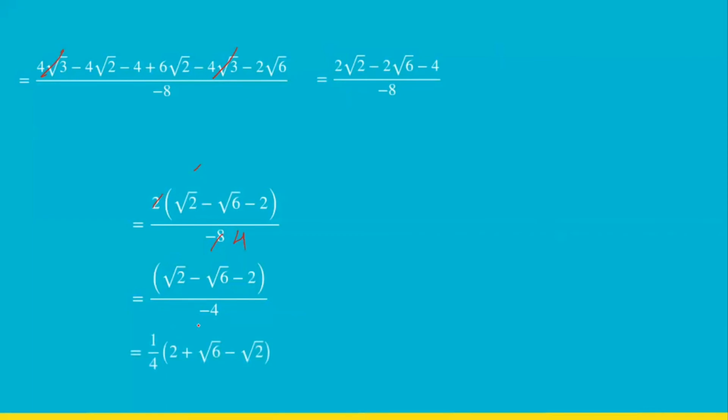And multiply by minus 1 to both numerator and denominator. When I multiply by minus 1 here, this becomes 1 by 4. This minus 2 into minus 1 is going to be plus 2. Minus 1 into root 2 is going to be minus root 2. Minus 1 into root 6 becomes positive root 6. Got it? So this is the simplified form.